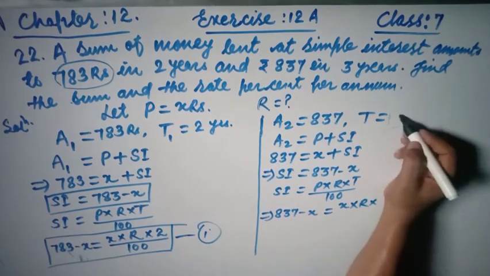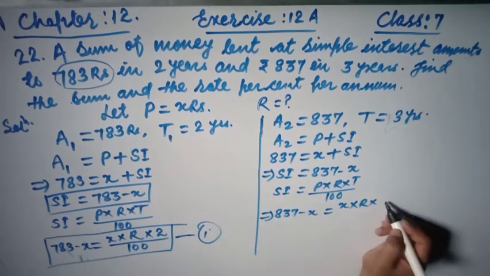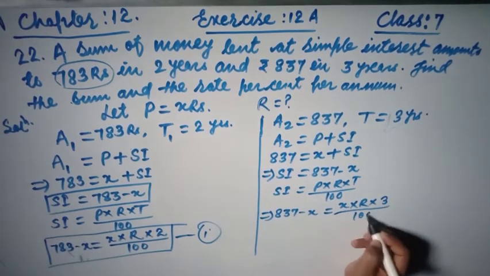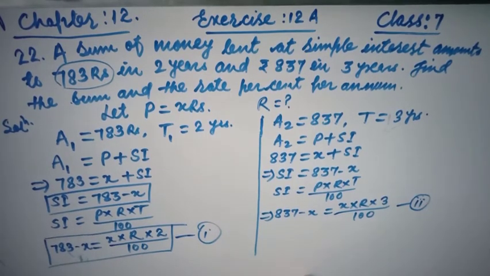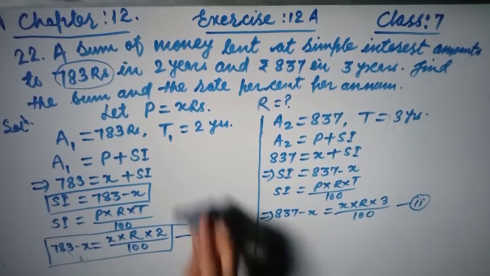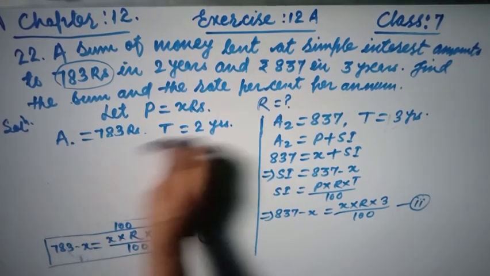Here t is 3 years. Now 3 years divided by 100. So this is the second equation. Now we can use these two equations and find out first x, then afterwards r. Okay friends, now erase some.